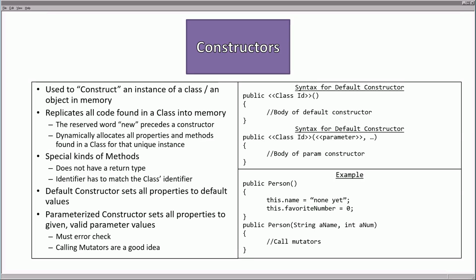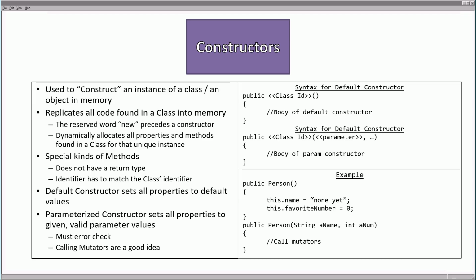Next, constructors. Constructors are used to construct an instance of a class, an object, in memory. Constructors allow us to replicate the code found inside the class. Using this reserved word new before a constructor, what this does is replicate. It copies all of the information that you've written in one class inside of memory. And in this way, we can have multiple instances of the same class, which we call objects.